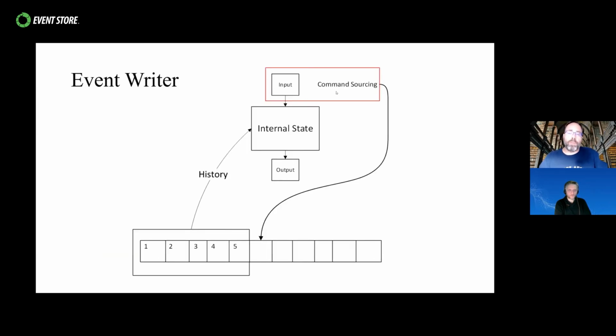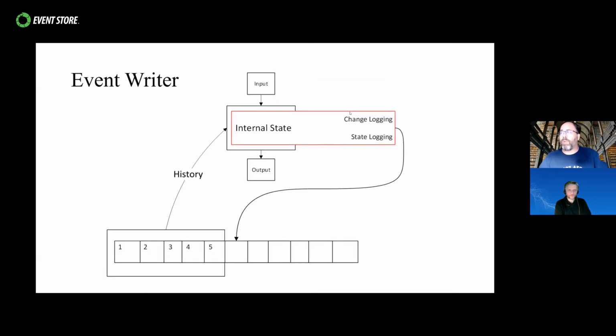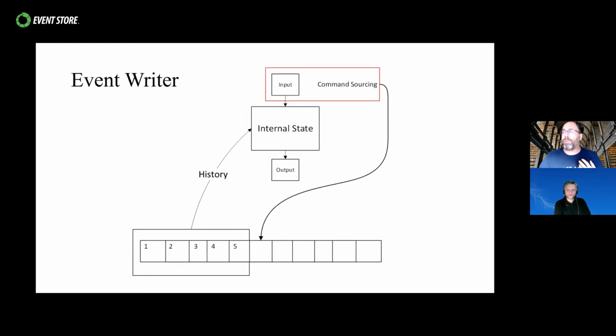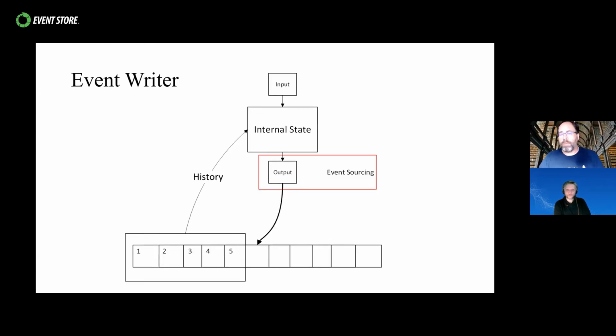If we save the input, we're command sourcing. There are times where this is awesome. If we save the internal state, we're either doing a delta. One of the things I like to think about is, you're a warehouse and a box comes into the warehouse, right? If you're saving the commands, you're saving "please add a box." If you're saving "inventory increased by one," that's change logging. If you're saying "inventory is now 80," that's state logging, right? If you save "box added," now that's event sourcing.